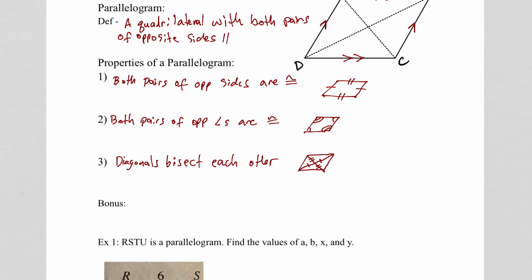A bonus that we know is that same side interior angles are supplemental. In other words, this angle and this angle, why don't we just call that A and B? A plus B equals 180.